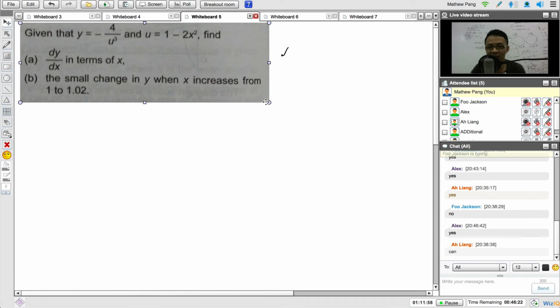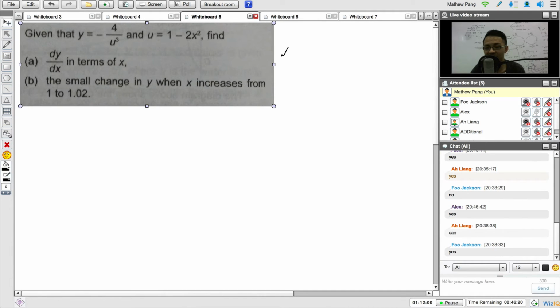Can you see the question right now? Okay, good. Over here, you must understand the question first. This is one of the past year questions also. It gives you an equation, and then gives you u equals to this one, and then it asks you to do the dy dx.